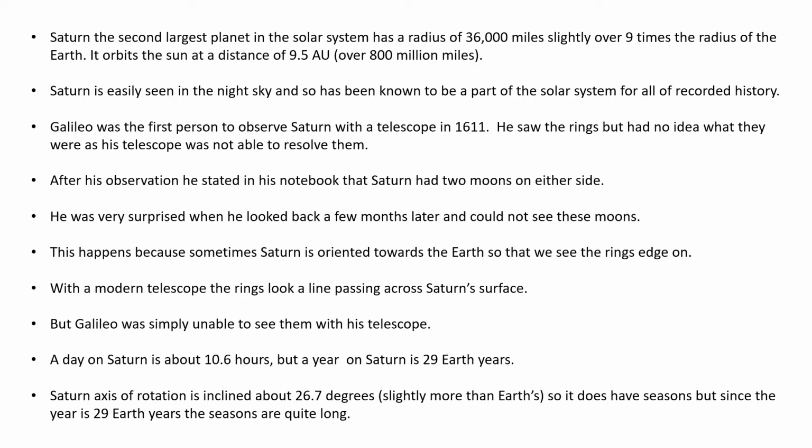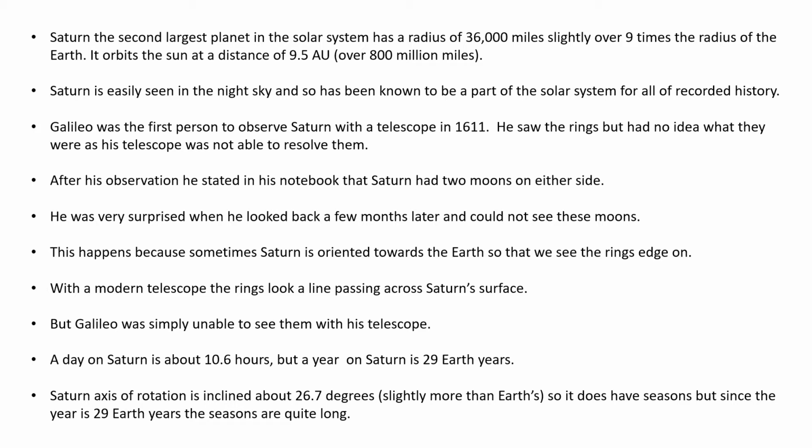And he went back and looked again a few months later, and he was very surprised that he couldn't see those moons anymore. This happens because as Saturn moves around its orbit and the Earth moves around its orbit, sometimes the orientation of Saturn with the Earth is so that we see the rings directly edge on. Now, with a modern telescope, when this happens, the rings just look like a line passing through Saturn's surface. But Galileo's telescope was not able to see that line at all, so he thought the moons had just completely vanished, and he was really surprised.